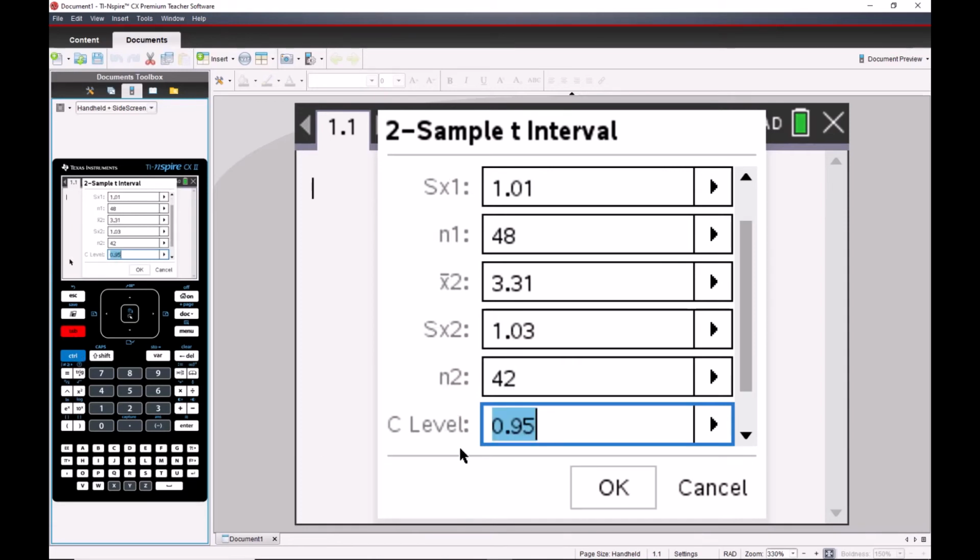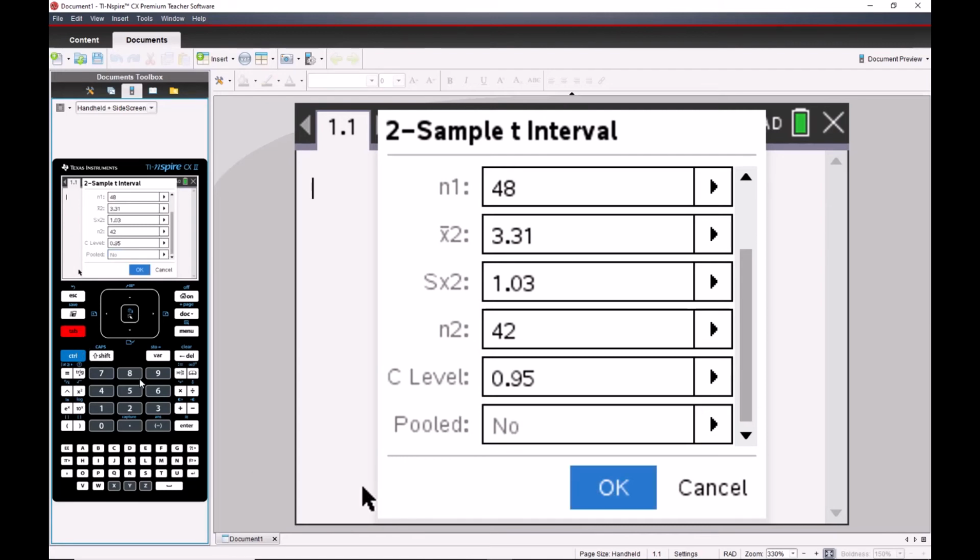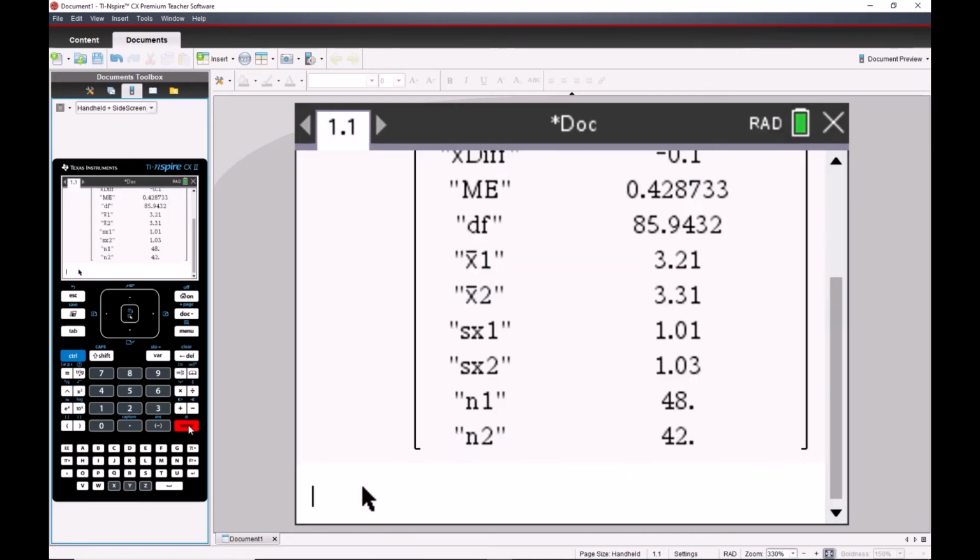Tab down, we do want a 95% confidence interval, so we don't need to change that. Now tab again, this is new. Pooled, yes or no? Stay with no. What pooling is, is an assumption of equal variance between your populations, and we don't know that. And it's a little bit beyond what we are needing to do. So let's just tab to OK and leave that on no. Note that to yourself if you need to.